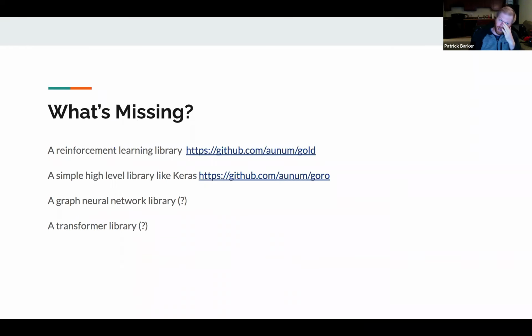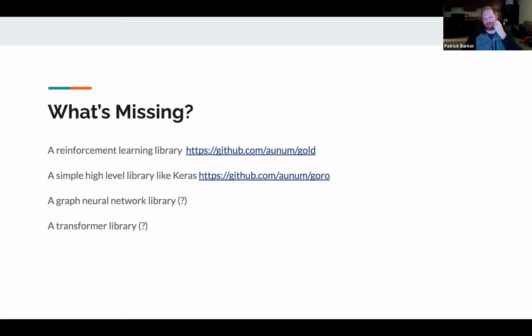So what's missing? When I came into the space, there wasn't a reinforcement learning library, so I wrote that. I also wanted a simple, high-level library that's similar to Keras. If you don't know Keras, Keras is just a wrapper on top of TensorFlow nowadays, but it makes the experience of using TensorFlow a lot easier. And it's just a really simplified machine learning API. It's nice for things like reinforcement learning, because with reinforcement learning, the actual neural network computation is really just kind of one part of the puzzle. And there's a lot of other stuff you're doing.